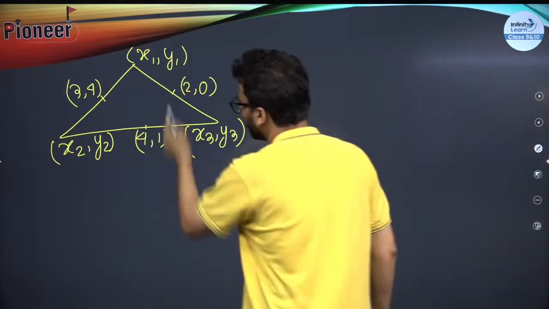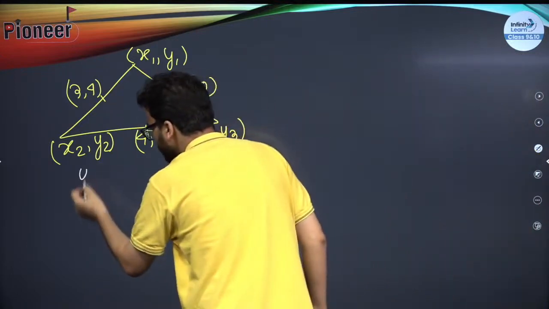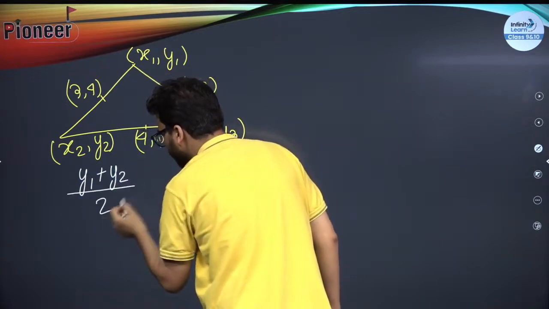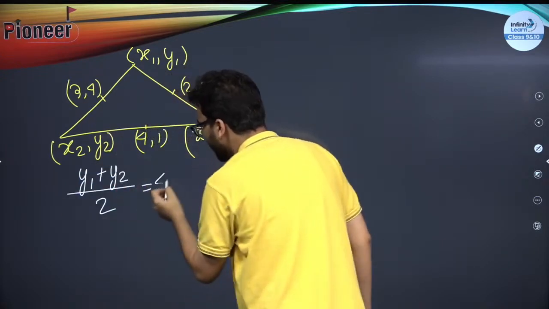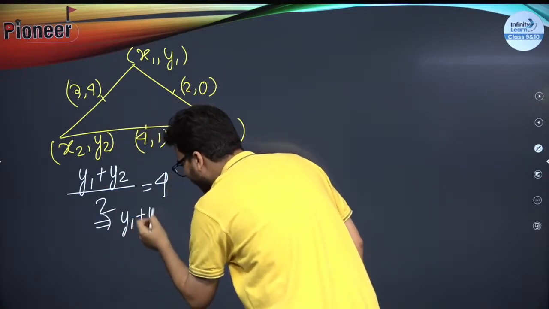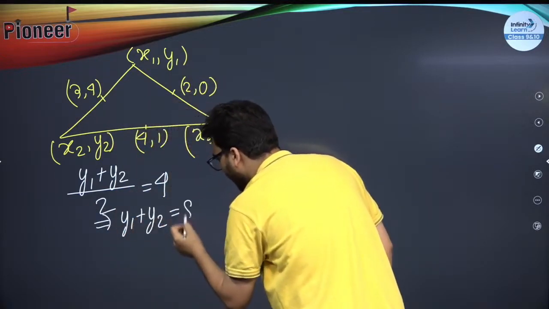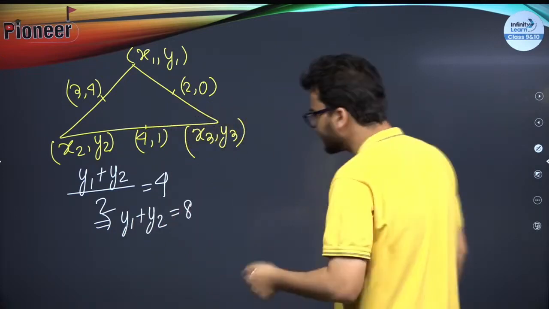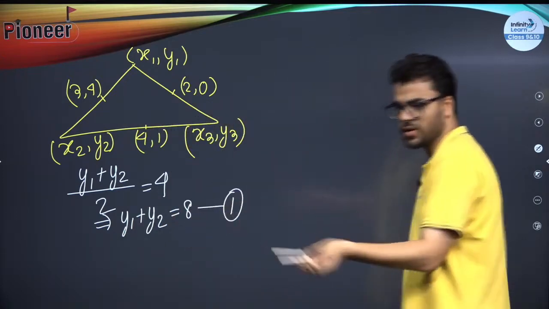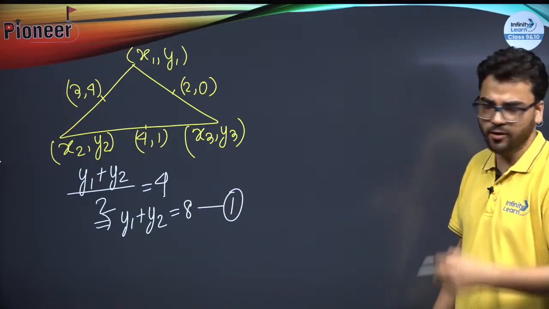Can I not say over here that y1 plus y2 will be what, guys? I can write y1 plus y2 by 2 is equal to 4. So I will get y1 plus y2 is equal to 8. And that is which equation, guys? We can again consider it to be equation 1, because this is a different slide over here.